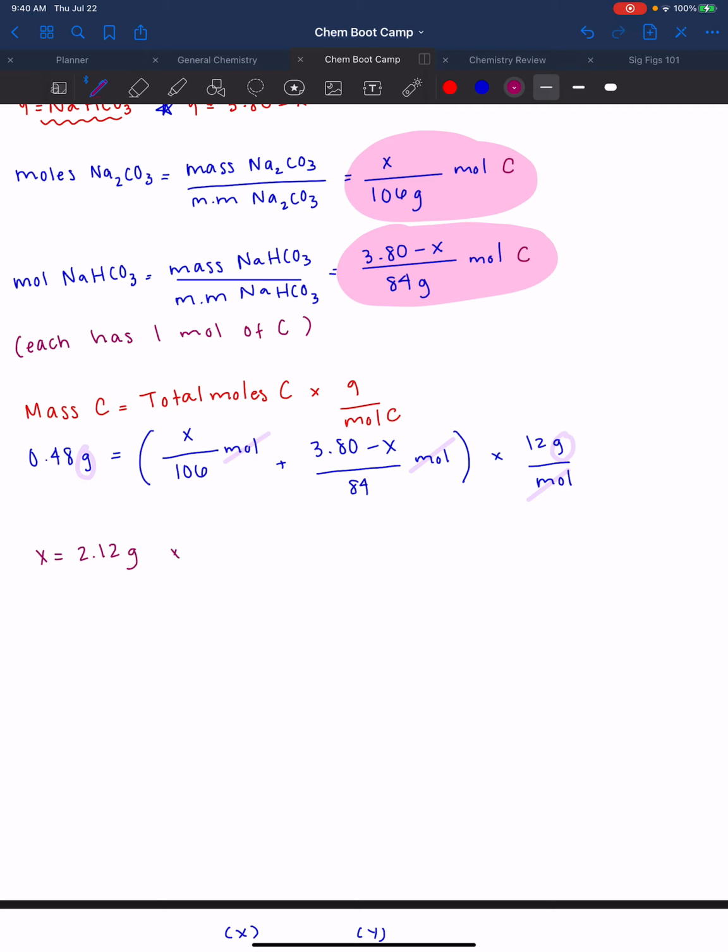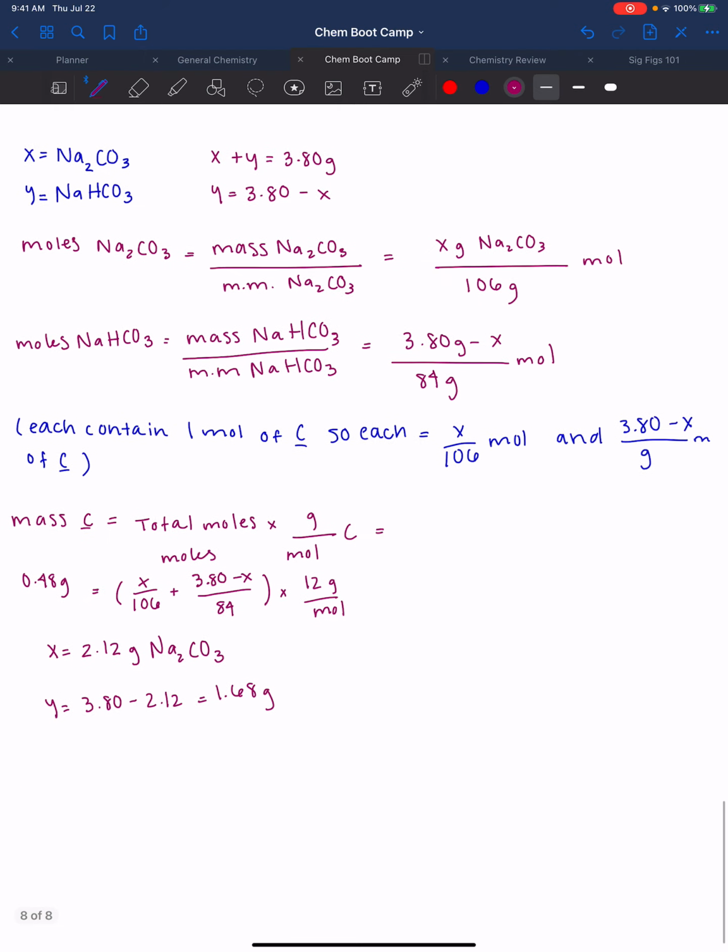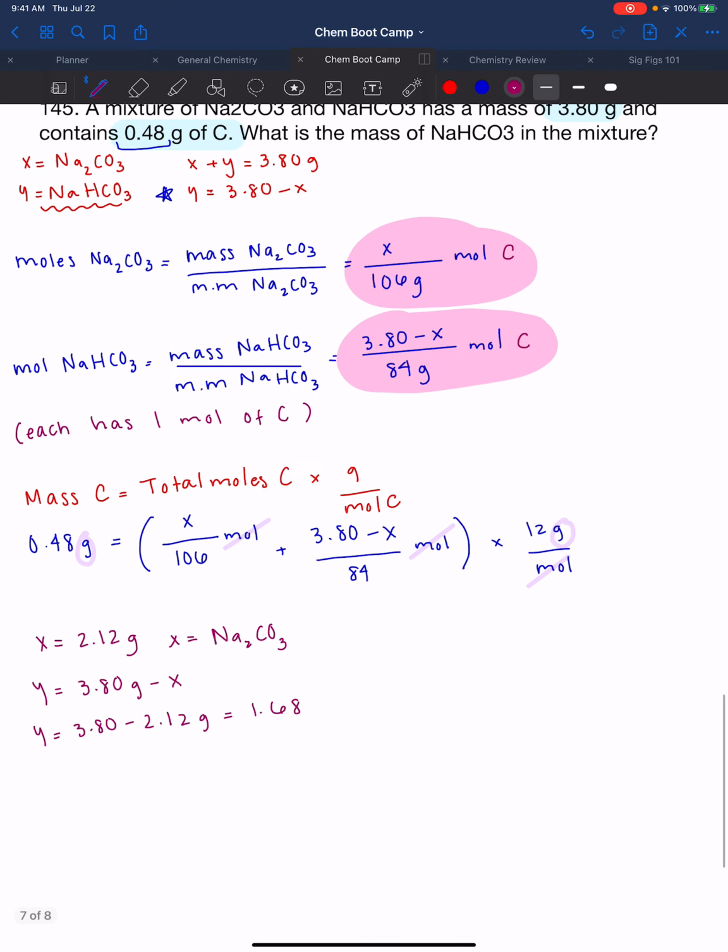So we know that X equals sodium carbonate. Now we're going to get the value of Y, which we said earlier was 3.80 grams minus X. Y equals 3.80 minus 2.12. We get 1.68, I believe. I want to double check that. Yeah, sorry, I have my notes from solving this earlier.